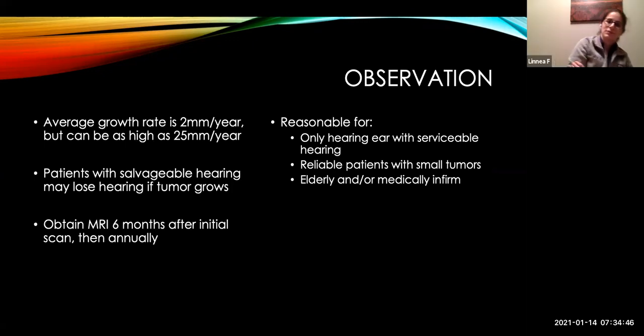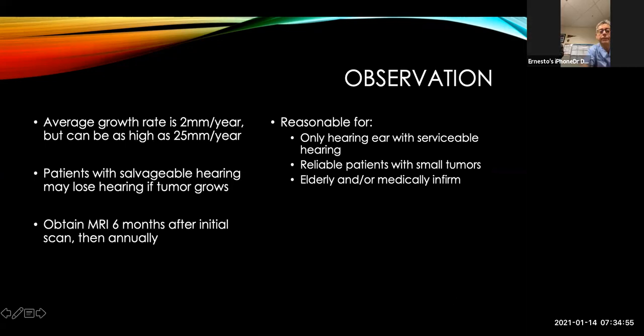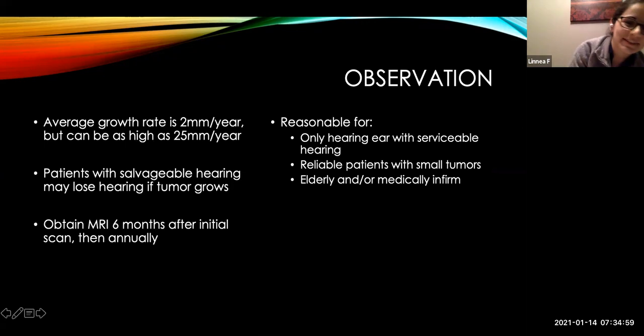average growth rate is typically 2 millimeters a year, but it can be much higher. So that's why you have this smaller percentage of patients where, if they're growing rapidly, you have to make that decision to go to surgery. Patients with salvageable hearing may lose hearing as the tumor grows, which could be a downside to observing some patients. So again, you get that MRI about 6 months after the initial and then annually.